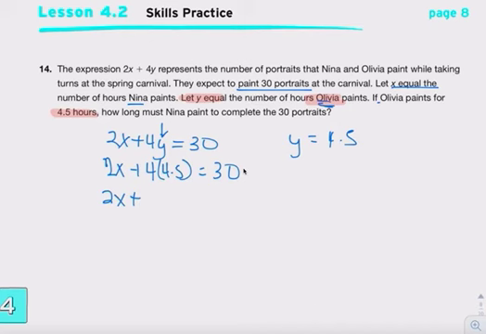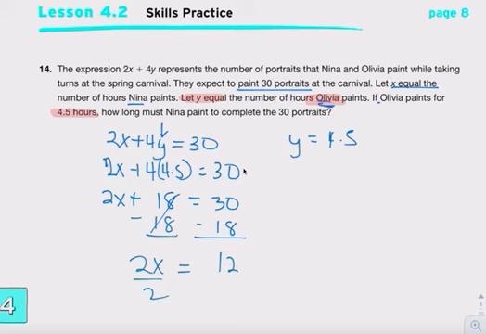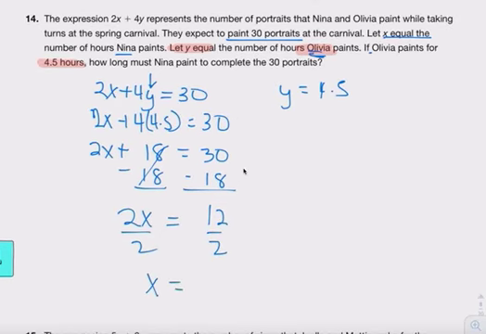4.5 times 4? 18. 2x plus 18 equals 30. Minus 18 from both sides. You get 2x equals 12. So divide by 2, you get x equals 6 hours.